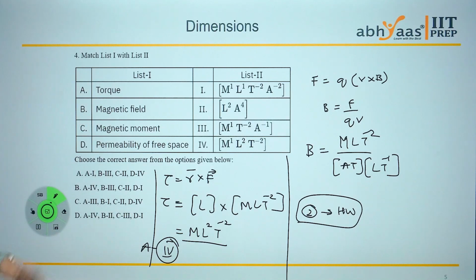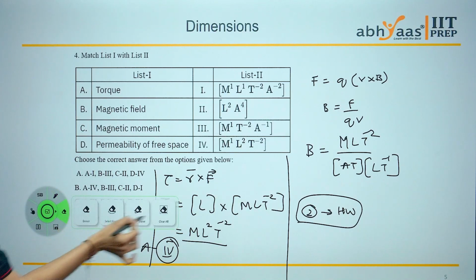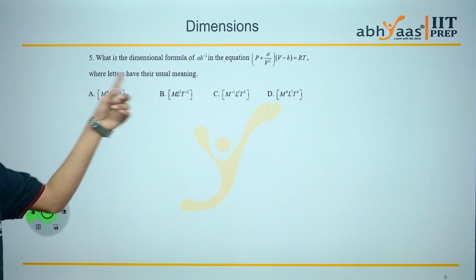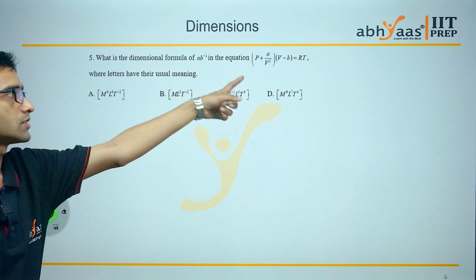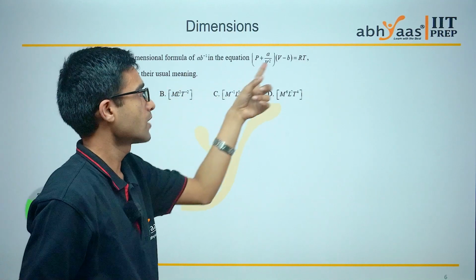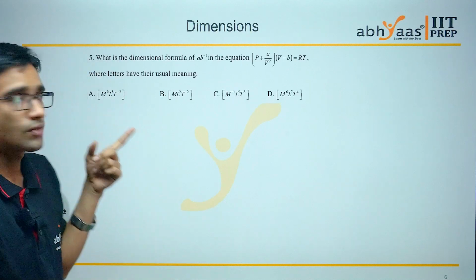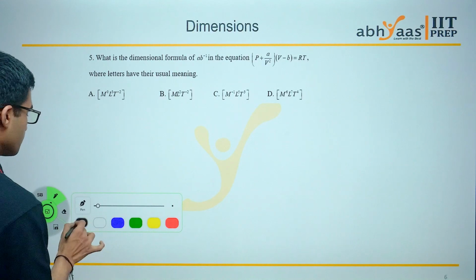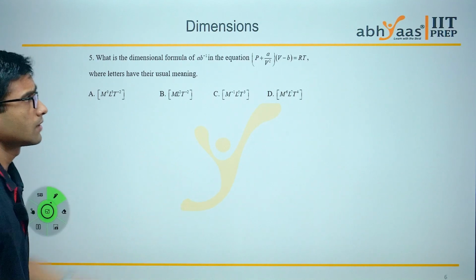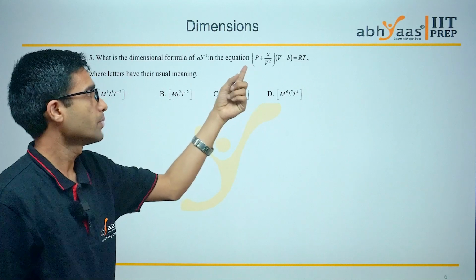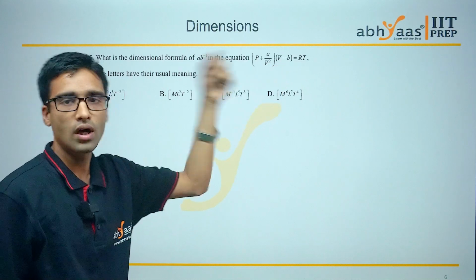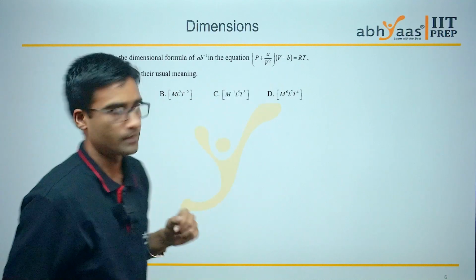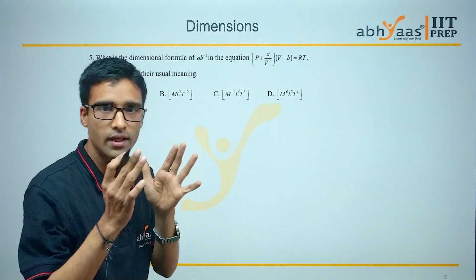So can we go to the next one? If you observe, what is the dimension formula of A B power minus 1 in the equation P plus A by V square into V minus B equals RT? What is this equation? It is the Van der Waals equation. Here P is pressure, V is volume. So we cannot add, we can add only similar terms.